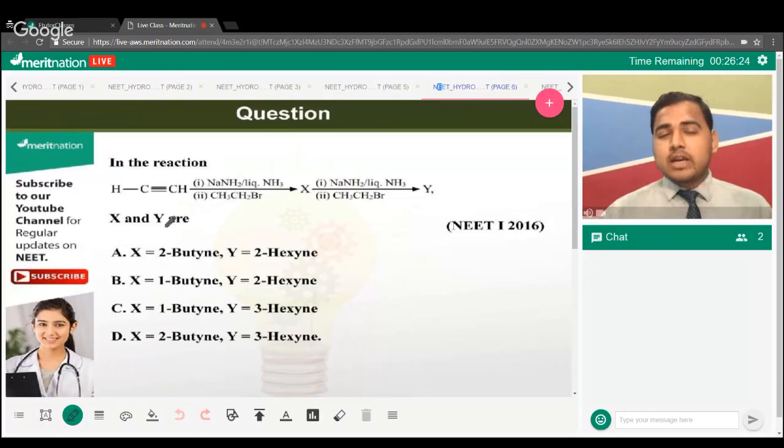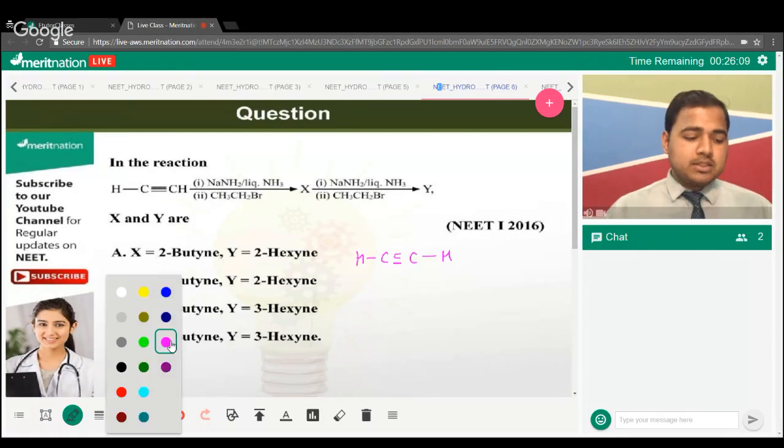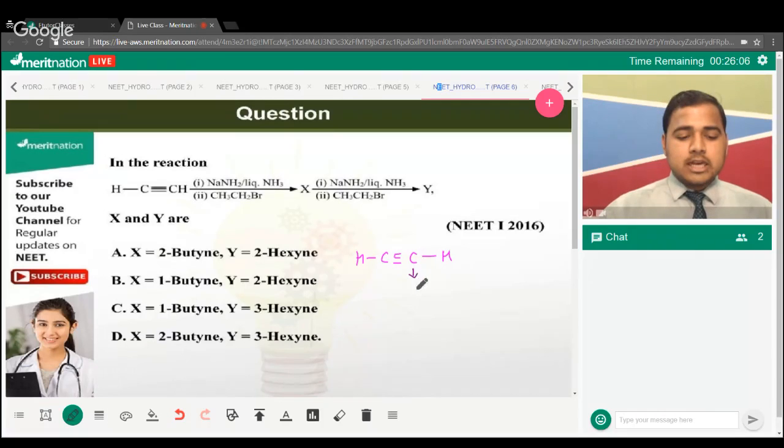So right now, students, I just want to tell you, ethyne is a weak acid. Why am I saying this? Don't worry about it. Let's have a look. This is HC triple bond CH. If you determine the hybridization of each carbon atom, this is sp hybridized, and this is sp hybridized.